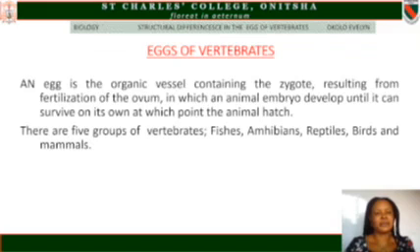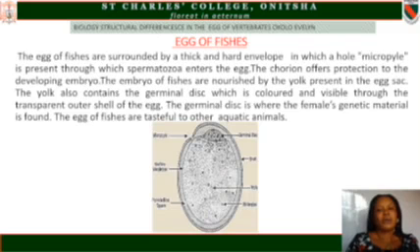Now the lesson. What is an egg? An egg is the organic vessel containing the zygote, resulting from the fertilization of the ovum, in which an animal embryo develops, until it can survive on its own, at which point the animal hatches. There are 5 groups of vertebrates: fishes, amphibians, reptiles, birds, and mammals. We will look at the structure of the egg of these vertebrates. We will start with the egg of fishes.